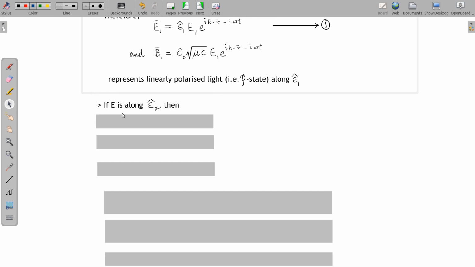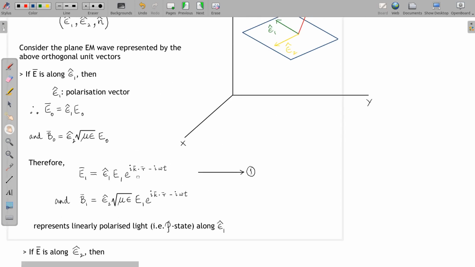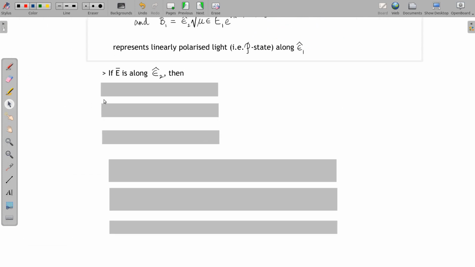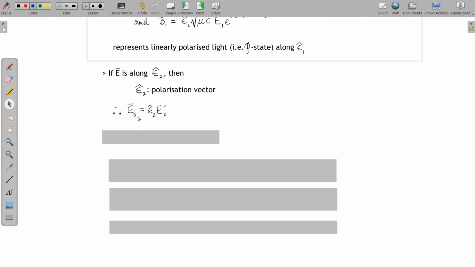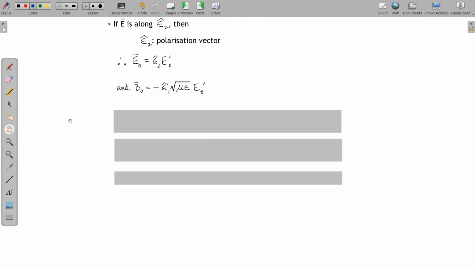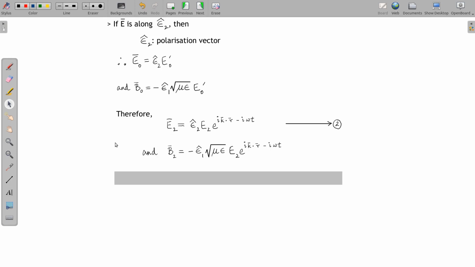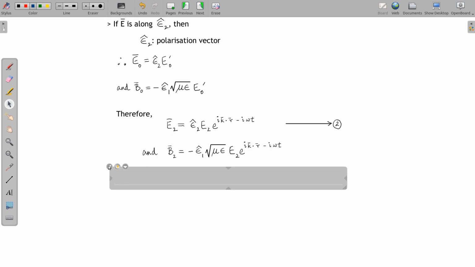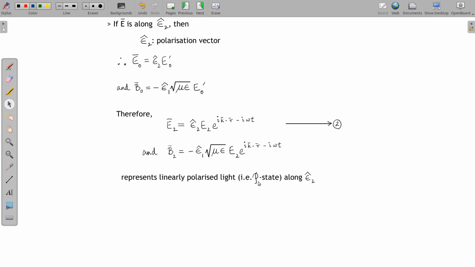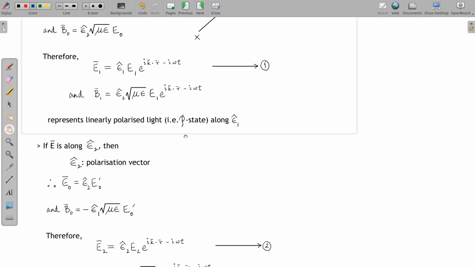Then if the electric field is along epsilon 2, epsilon 2 becomes the polarization vector, and the electric field can be written with the vector amplitude E naught equal to epsilon 2 times some scalar amplitude. The magnetic field, in a similar way, we just have to multiply by root over mu epsilon naught. Whatever the electric field amplitude is, just multiply that by root over mu epsilon. From here we can write the electric field in this way, and the corresponding magnetic field would be written like this. This represents linearly polarized light, again p state, along E2. So we have linearly polarized light along E1 and E2.